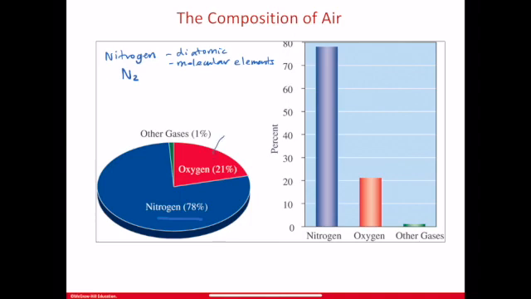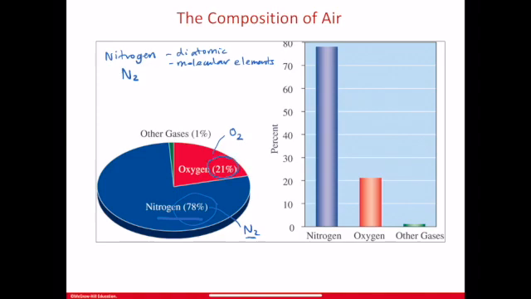And this is oxygen, also diatomic, so that's O2. So this is N2. 78% of the air you breathe is nitrogen, and that is not anything our body uses. It's neither good nor bad. What our body does need is that 21% oxygen.